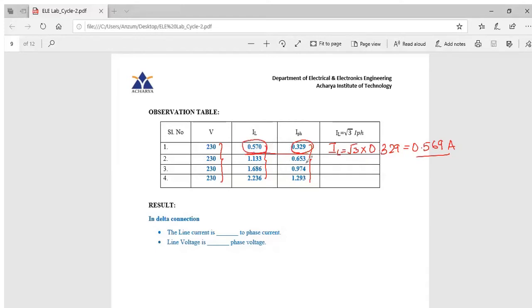This is approximately the same as the value we got from the reading. In the same way, we have to calculate the IL value for the remaining readings, and we will observe that all the calculated IL values are approximately equal to the IL values we obtained from the readings. So finally, the result we can write is that the line current is root 3 times the phase current and line voltage is equal to phase voltage. So this is how we are going to conduct this experiment.